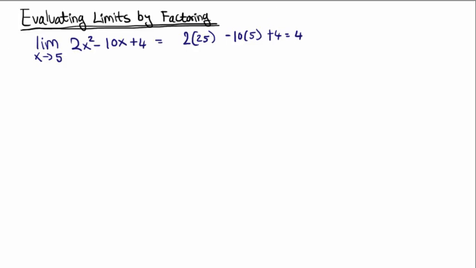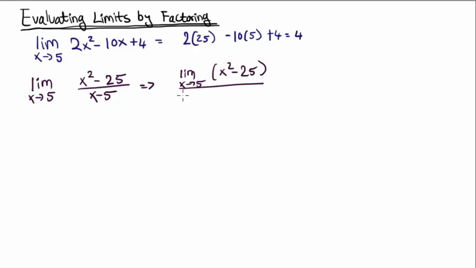But let's say I have some other function. Now I have the limit as x approaches 5 of x squared minus 25 on the top and x minus 5 on the bottom. With our quotient laws, which we learned a few videos back in the properties of limits video, this is the same thing as the limit as x approaches 5 of the numerator, x squared minus 25, over the limit as x approaches 5 of the denominator, x minus 5.